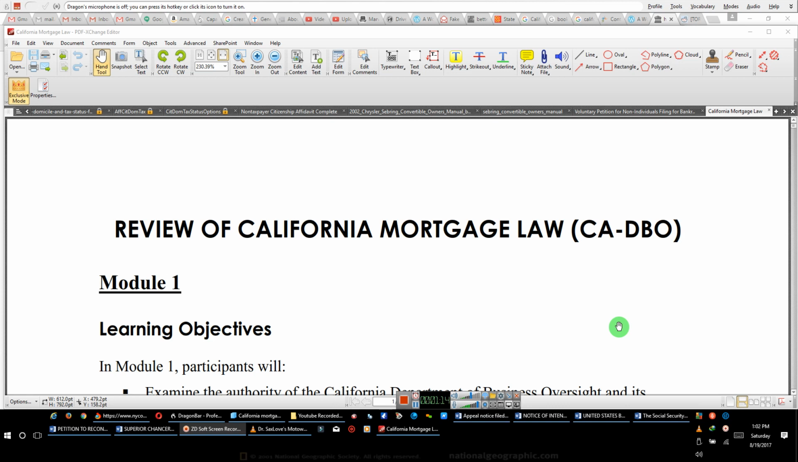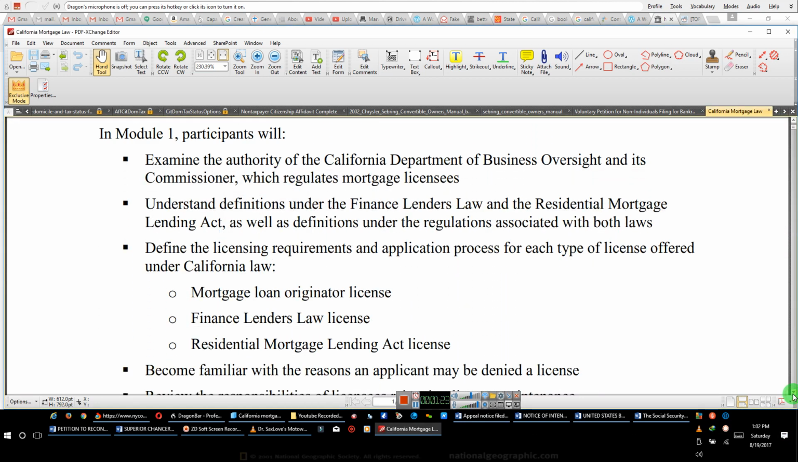All right, ladies and gentlemen, review of the California mortgage law. Now we're going to review it. Who's reviewing it? You're going to find out that it's attorneys. Examining the authority of the California Department of Business Oversight and its commissioner, which regulate mortgage licenses. Ladies and gentlemen, you need to be contacting the commissioner that oversees mortgages in your state. You need to be letting the commissioner know that you have tendered payment and that they have failed to follow the law. See, understanding definitions under the Finance Lenders Law and the Residential Mortgage Lending Act.